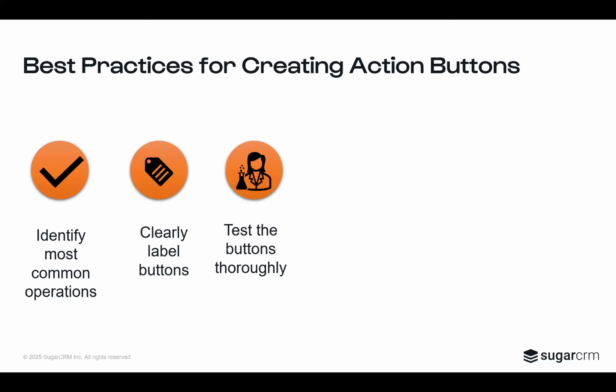Here's a biggie, and I don't think people do this enough. When you first create your action buttons, you should be doing them in your sandbox or dev instance, whichever you want to call it. It's the copy of your production instance where you test everything else, right? So you are basically testing behind a curtain. None of your end users will be able to see it.